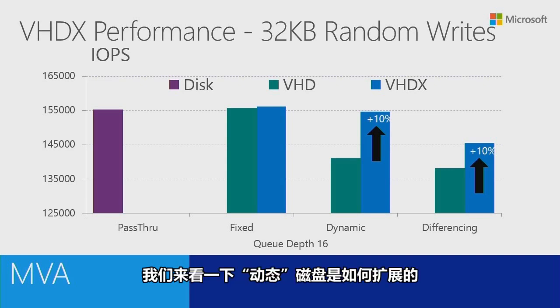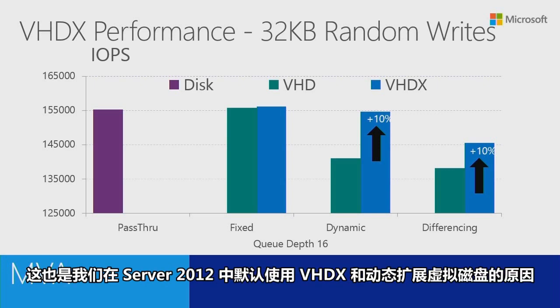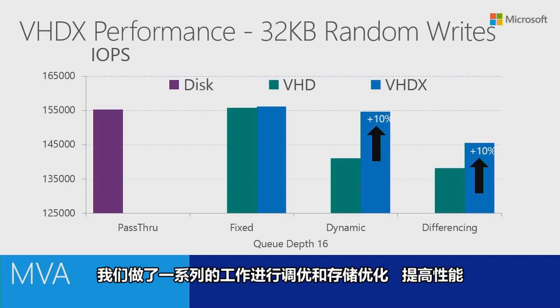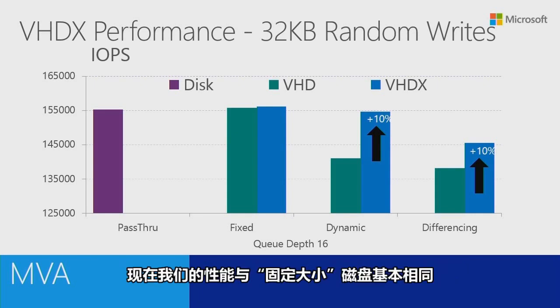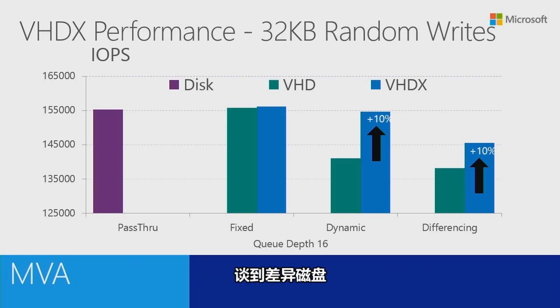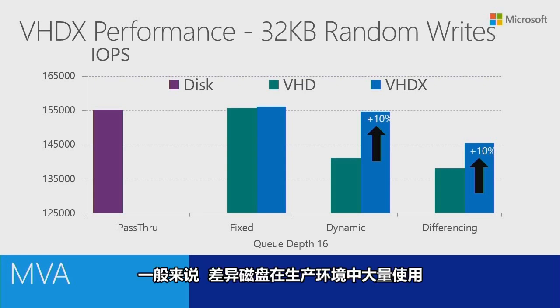Fantastic. Look at what we did with dynamic though. This is why we now default to VHDX and dynamically expanding virtual disks in Server 2012. We did a whole bunch of work, performance tuning, optimization in the storage stack, improving the performance so that, guess what? Now we're pretty much on par with fixed. When it comes to differencing disks, we also did some enhancements there and drove up the performance as well. Generally, differencing disks aren't something you're going to use a lot in production, but for test dev, it's going to give you a nice performance boost.